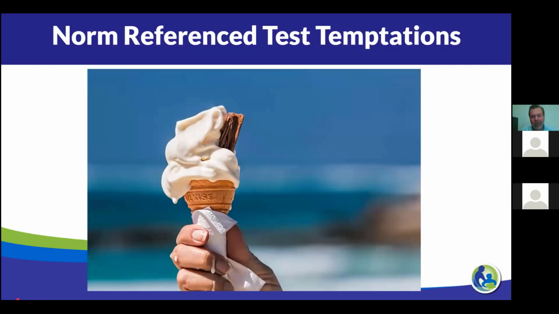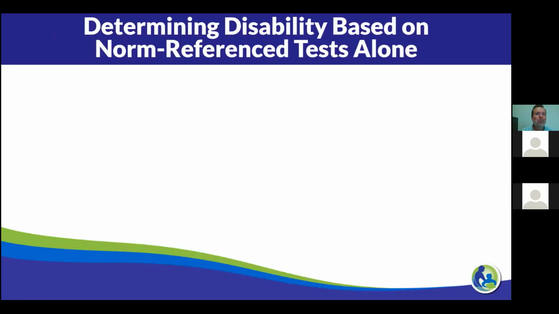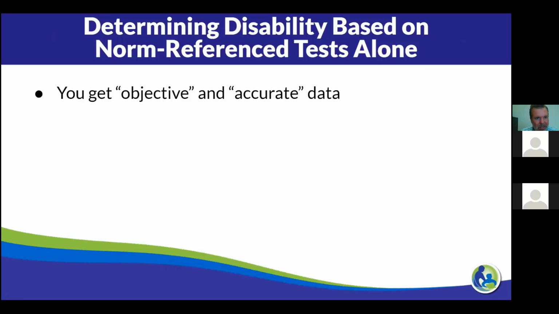So what are some final things? What are some temptations that we're tempted to do with these norm reference tests? One thing we're often tempted to do is determine disability based on these norm reference tests alone. We want to do this because we get that objective and accurate data, which hopefully I've made the case isn't always as objective and accurate as we think. I like giving tests. I still like giving tests. My wife loves giving norm reference tests because they're efficient, they're fun, they're predictable.